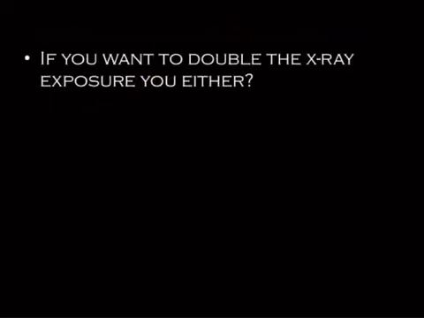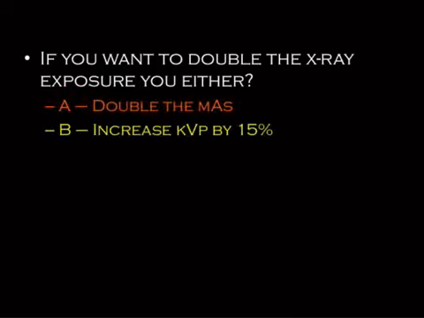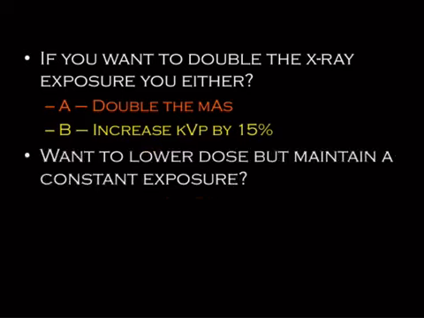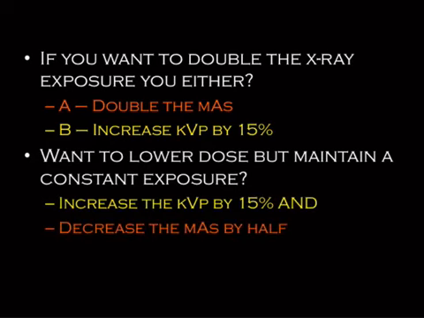Okay, so if you want to double the X-ray exposure, you can either double the mAs or increase the kVp. I mentioned that before. What if you want to lower the dose but maintain a constant exposure? So you can increase the kVp by 15% and decrease the mAs by half. Now, why would you do something like that, or how does that decrease the dose? The stronger electrons, the faster ones, remember you've changed the quality now, and you've decreased the quantity, they're actually going to fire through faster.